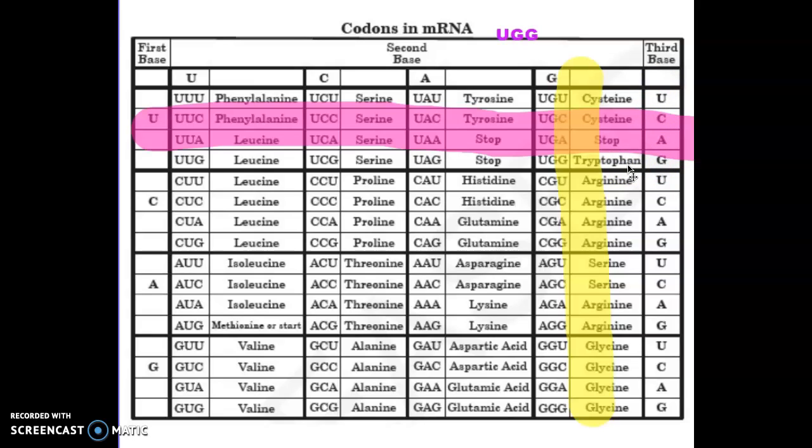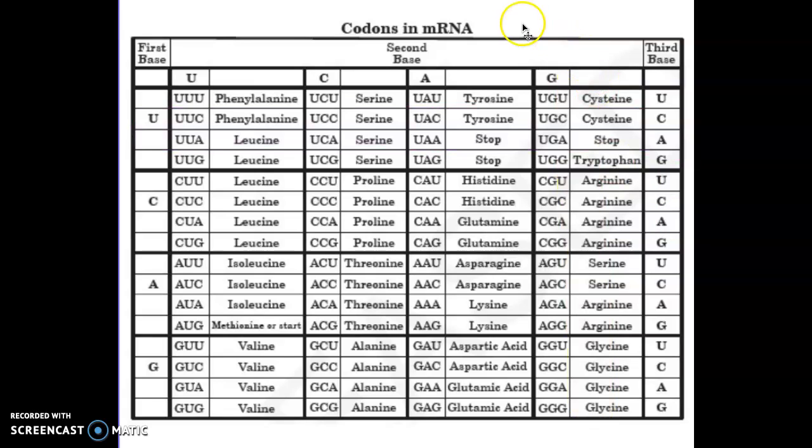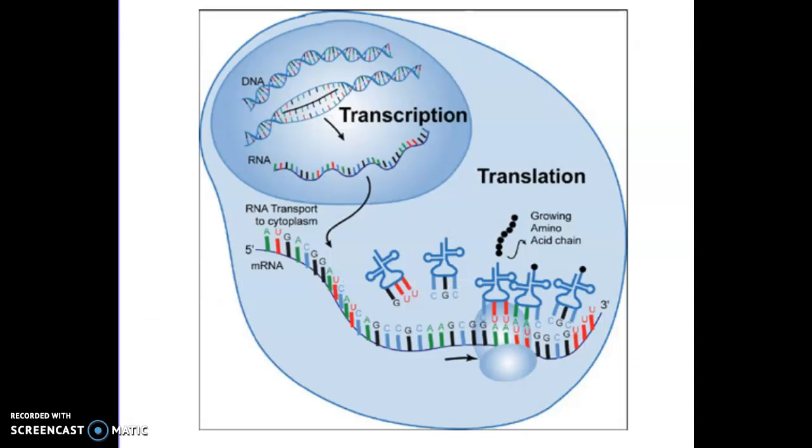Okay, so guys, that's how you use that chart. It's actually very easy, but you can see if I was doing UGG, I could find just UGG right there and go with tryptophan. So don't feel like you're lost if you don't know how to do it the way I just showed you. Just look for the correct amino acid.